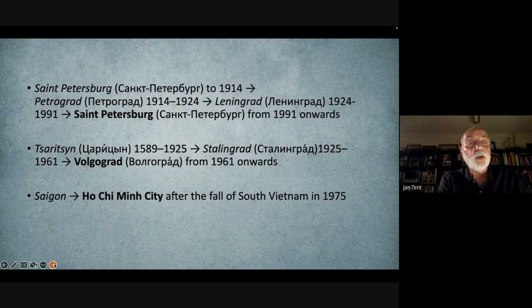Some very pointed examples in Russia: St. Petersburg was used up until 1914, and then it became Petrograd from 1914 to 24, Leningrad from 1924 to 91, and then back to St. Petersburg from 1991. And it's the same with Stalingrad, which is now known as Volgograd. And another example of a city that has changed its name after the fall of South Vietnam. So Saigon became Ho Chi Minh City, the city being named after their leader, Ho Chi Minh. So it honors and commemorates that person.